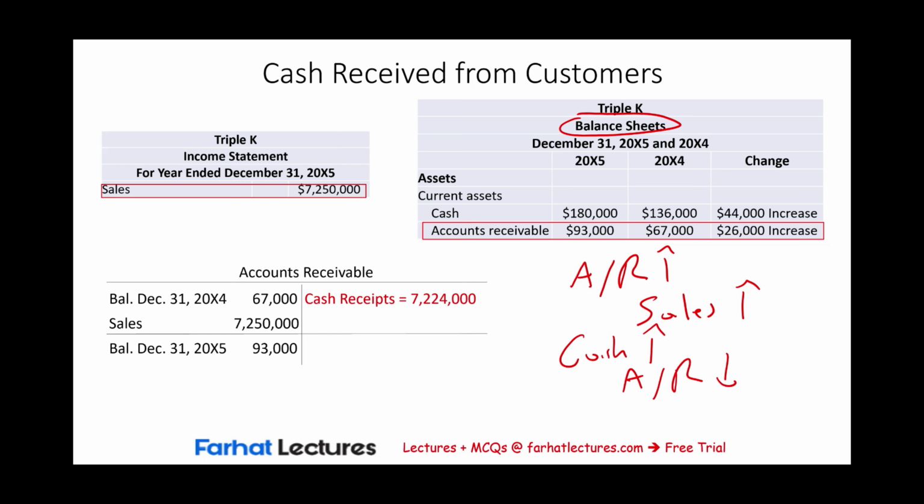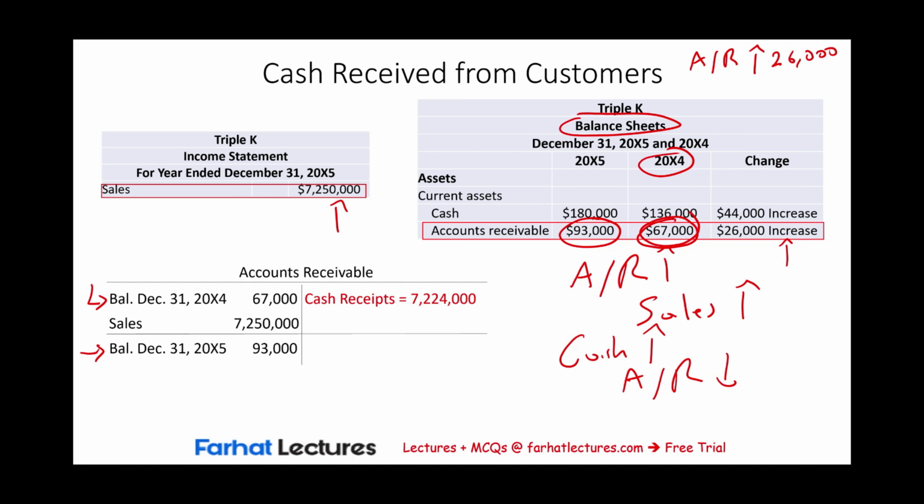So to convert our sales, which is $7,250,000, into cash receipts from customers, what do we do? We look at our beginning account receivable. Our beginning account receivable is $67,000, which is 20x4. Then we look at our ending account receivable, which is $93,000. We see that the net increase is $26,000. In other words, account receivable overall for the whole year went up $26,000.